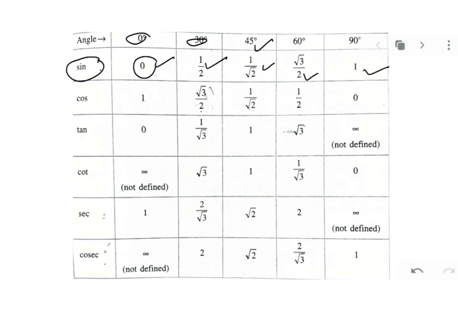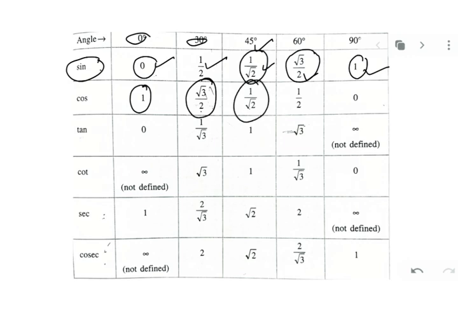Now you will notice that whatever value sine 90 degrees has, cos 0 will have the same value. Whatever value sine 60 has, cos 30 will have the same value. Whatever value sine 45 degrees has, the same value will be of cos 45. And whatever value sine 30 has, you will have for cos 60. Whatever value you have for sine 0, you will have for cos 90.